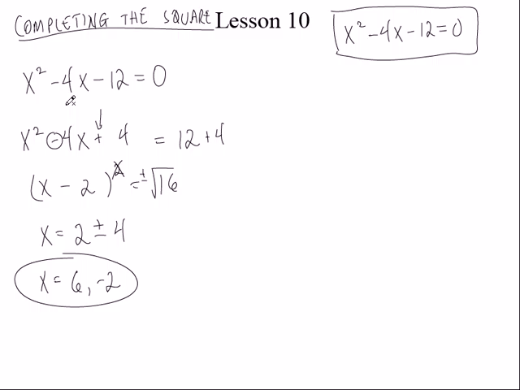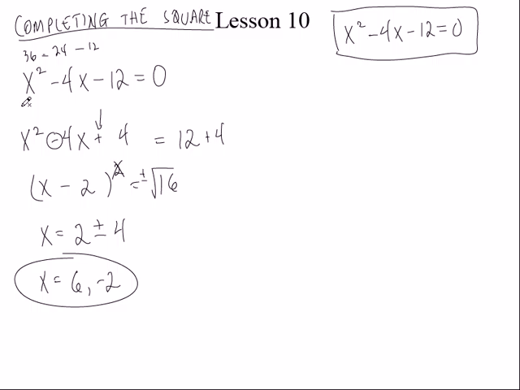Let's plug them both in and see if they actually work. Put the 6 in. 6 squared is 36. Minus 4 times 6, which is 24, and then minus 12. 36 minus 24 is 12. 12 minus 12 is 0. It works, doesn't it? Let's try the other number and see if that works. Put a negative 2 in for this. Negative 2 squared is what?